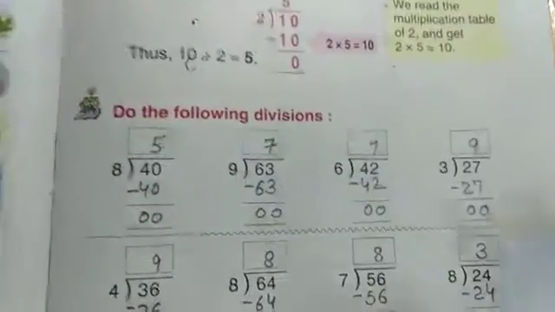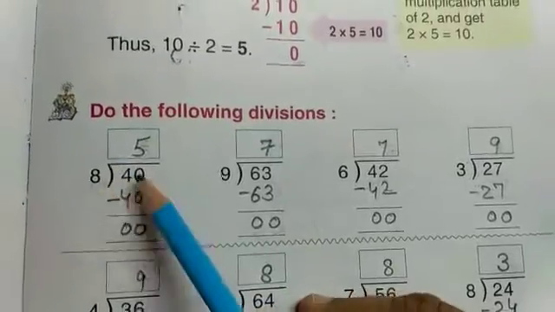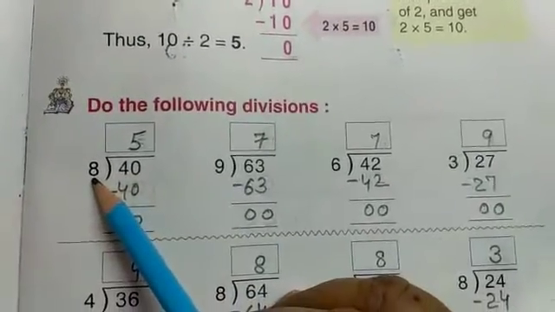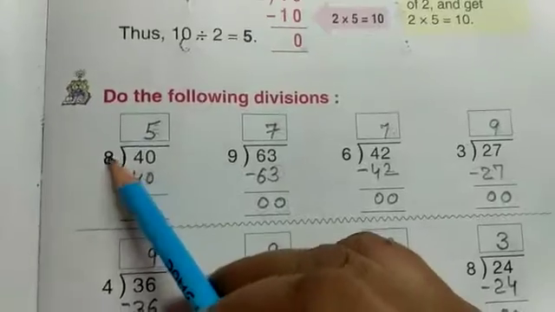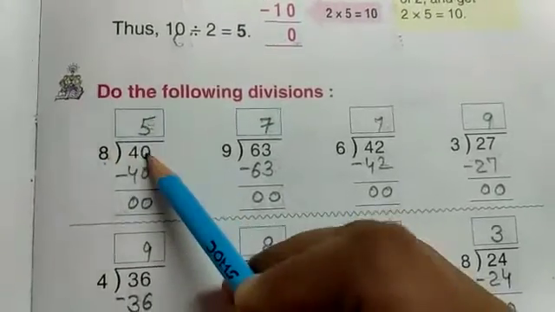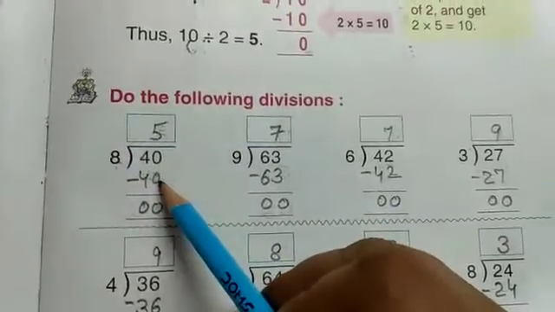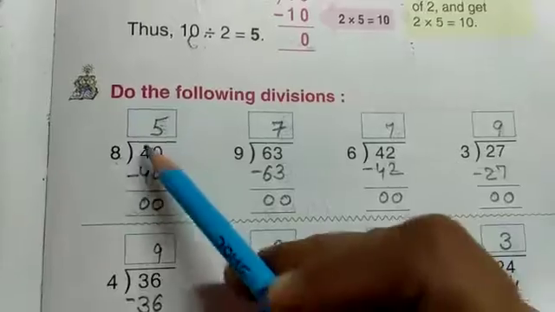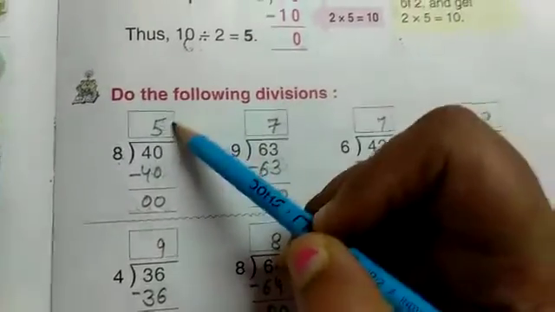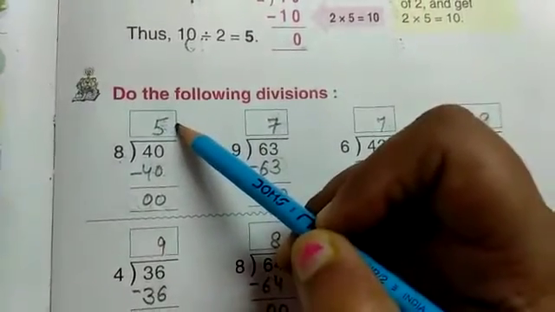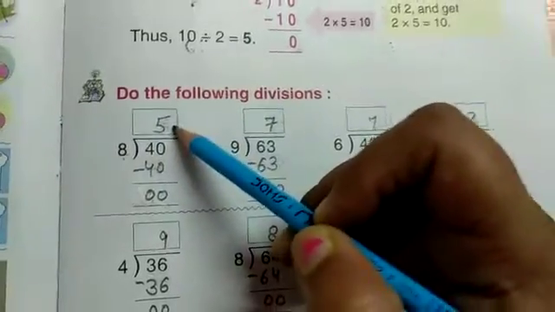Okay. Now we will do these following divisions. You have to divide 40 by 8. Again, you have to say the table of 8 in your mind. 8 5s are 40. So when you write 40 here below, 0 minus 0 is 0 and 4 minus 4 is 0 again. So you are getting nothing as a remainder. But the answer to this question is 5. This is called the quotient, which is 5.